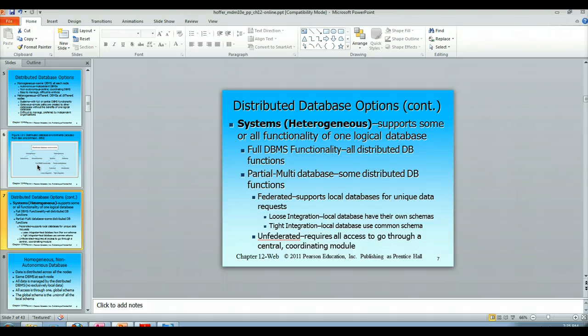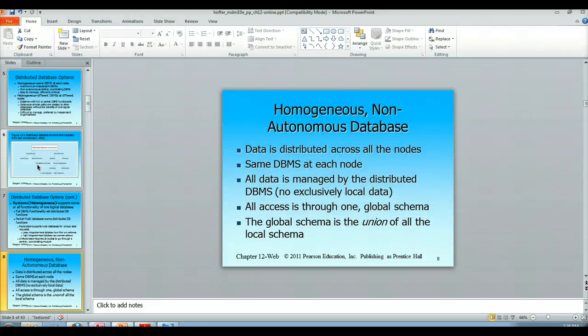So, federated supports the local database for unique data requests. So, each location can have unique data within it. That can either be a loose integration, where the local databases have their own schemas, their own owners, their own sets of permissions, or you have tight integration, where the local database uses the common schema from the centralized system. Or you can have completely unfederated, which requires all the access to go through the central coordinating module. And we'll talk more about that in a later video.